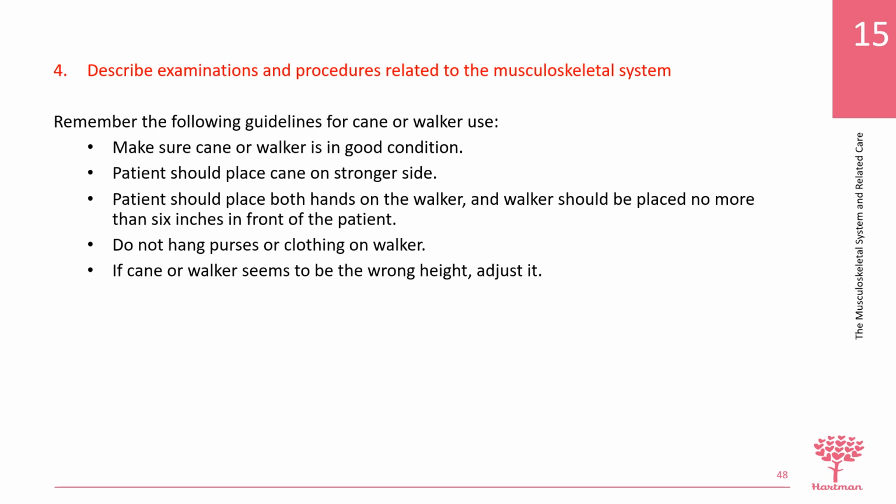But now, other things that we can use to assist with mobility are canes and walkers. And again, we have plenty of these in our skills lab. Make sure canes and walkers are in good condition. The patient should always use their cane on the stronger side. Patient should place both hands on the walker, and the walker should be placed no more than 6 inches in front of the patient. Do not hang purses or anything on walkers.